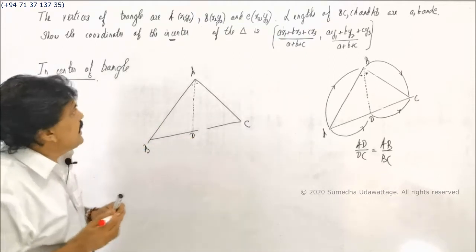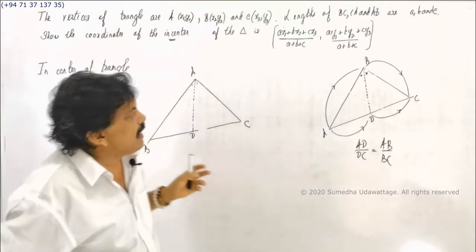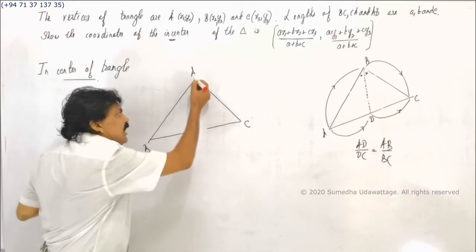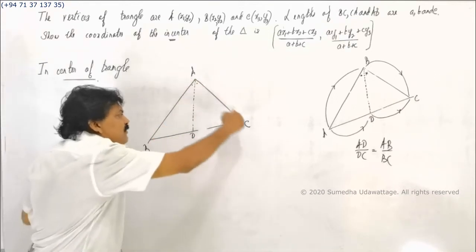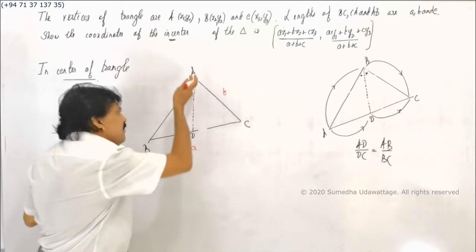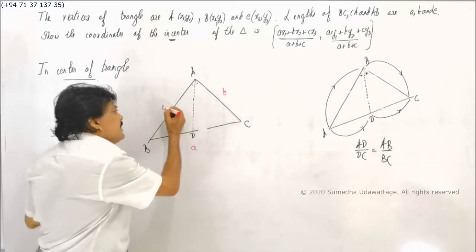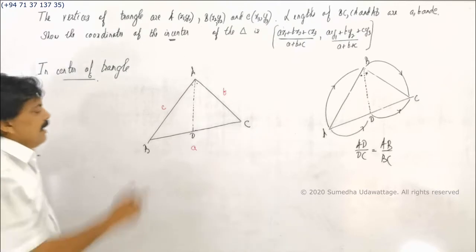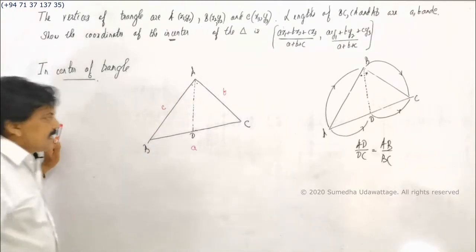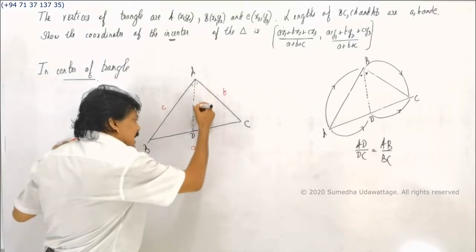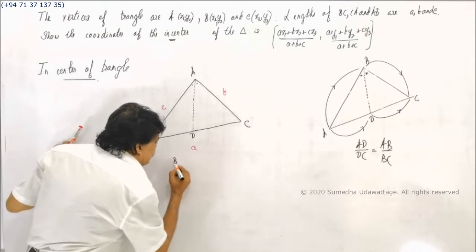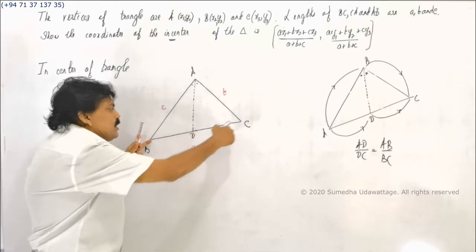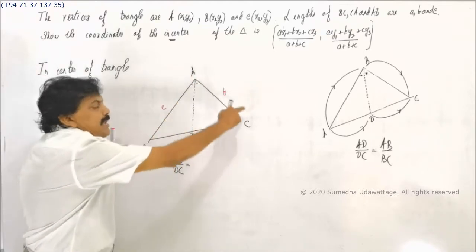And also the question says the lengths of BC, CA, AB are a, b and c. As in trigonometry, in this question also, the length of the side in front of A is taken as simply a, the length of the side in front of B is taken as b, and the length of the side in front of C is taken as c. Now, since the bisector of the angle A cuts BC at D, starting from this point, we get BD to DC is equal to BA to AC.